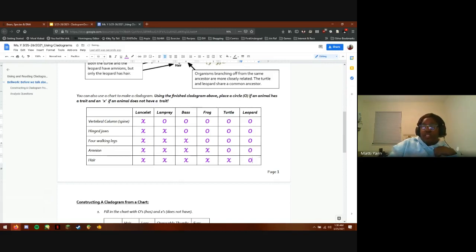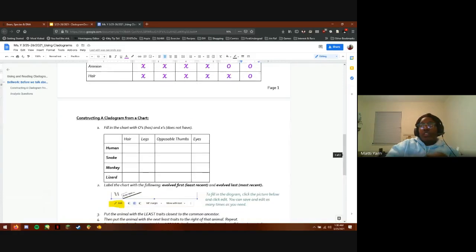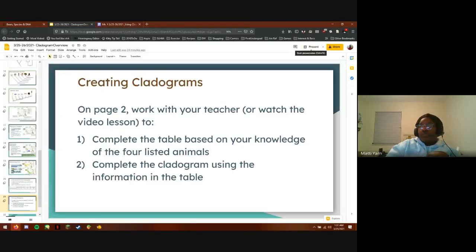So you can actually see how this kind of shows a pattern. Lancelet has absolutely nothing. We start with that and go all the way up to the leopard that has absolutely everything. Pretty cool. So your next course of action is to work on page 2.